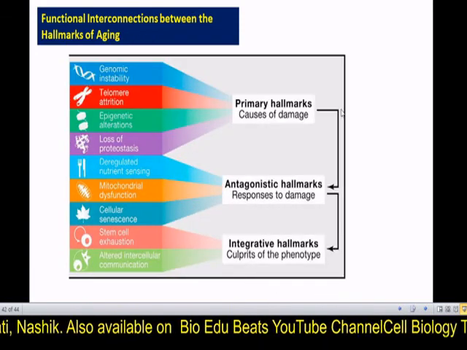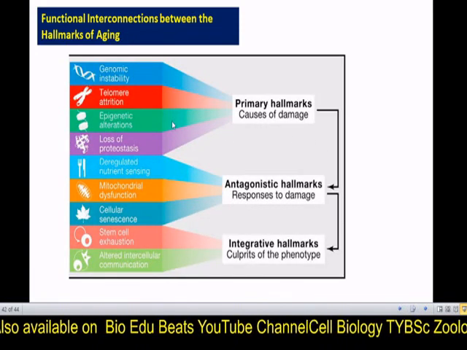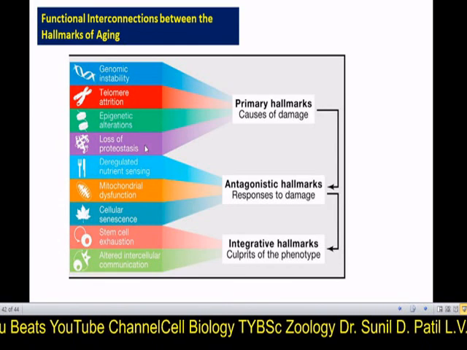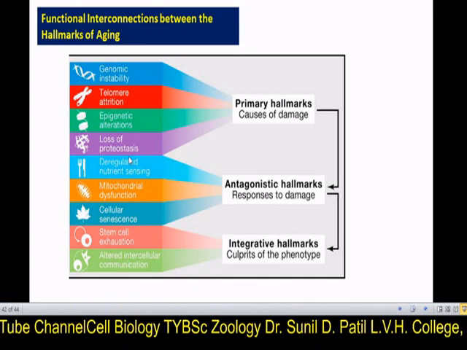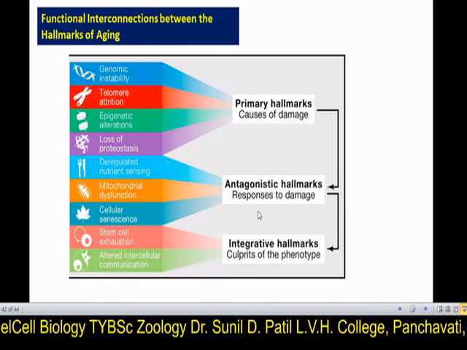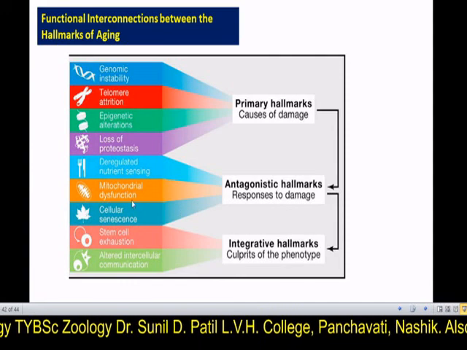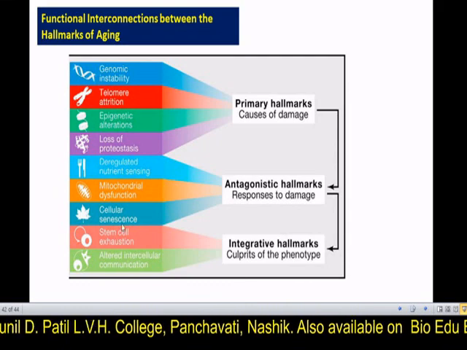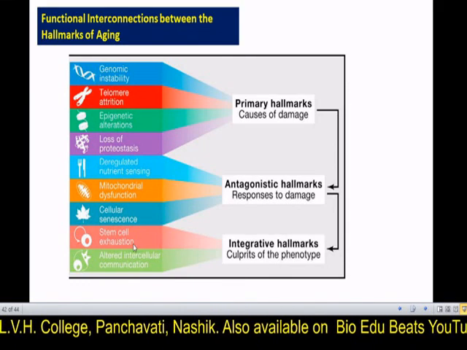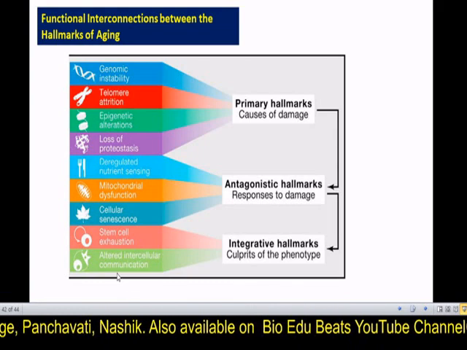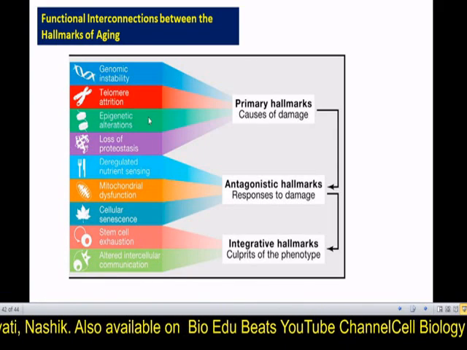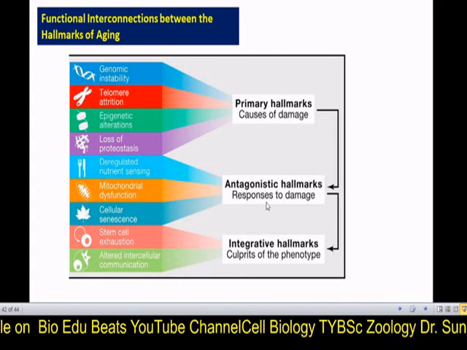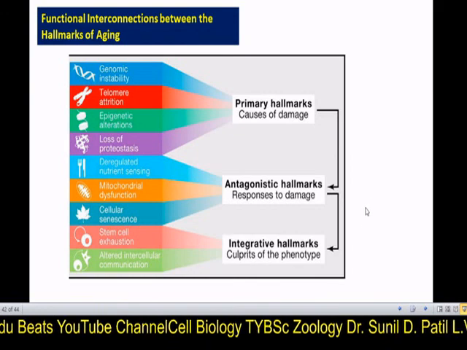Interconnection between the hallmarks of aging. We have studied the hallmarks. Primary hallmarks include genomic instability, telomere attrition, epigenetic alteration, and loss of proteostasis. Then antagonistic hallmarks include deregulated nutrient sensing, mitochondrial dysfunction, and cellular senescence. Integrative hallmarks include stem cell exhaustion and altered intercellular communication. We have already seen this, but they are grouped into these three: primary, antagonistic, and integrative hallmarks.